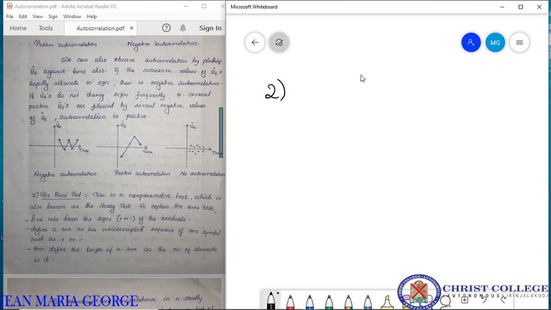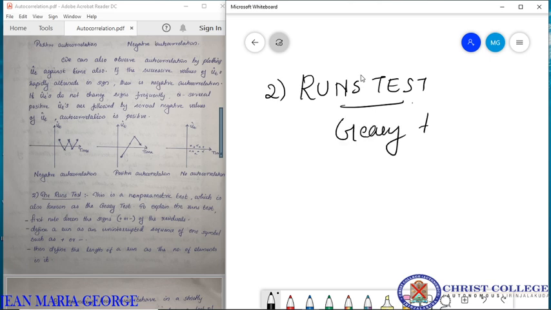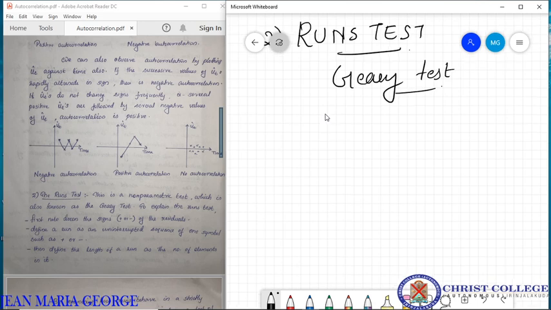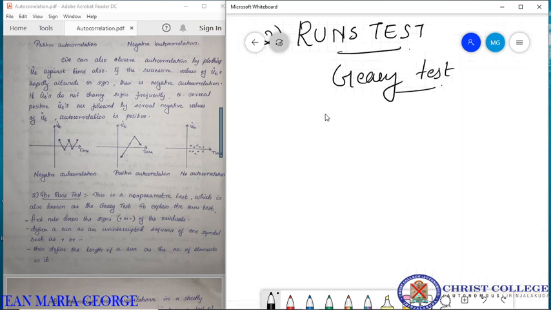Then the second method is the Runs test. This is a simple test. It is also called the Geary test. Here we are formulating or defining a run. For that, first we have to note down the sign of the residuals, positive or negative. Residuals will be either positively signed or negative, so note down the signs continuously. Now define a run as an uninterrupted sequence of one symbol.